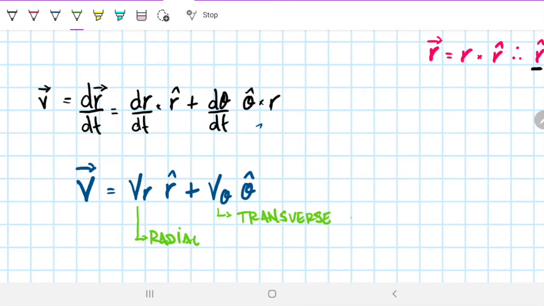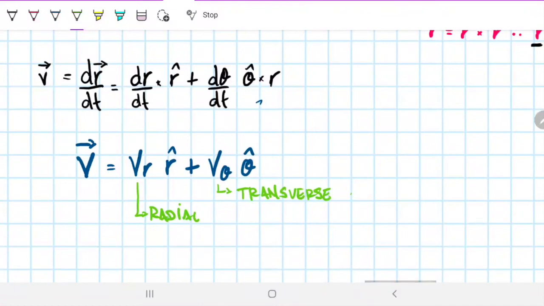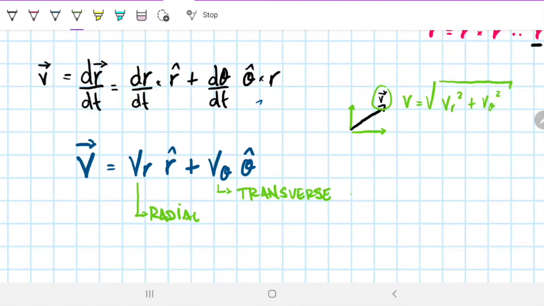Okay, and then obviously, like before, whenever we have two components and they are perpendicular to each other, right? So we have velocity here, that's made out of two components. One is the transverse, one is the radial. So that means that if we want the magnitude of this, we need to take the square root of the square of one and the square of the other one. Okay, so that's the magnitude of the velocity. Always have to take into account both components.